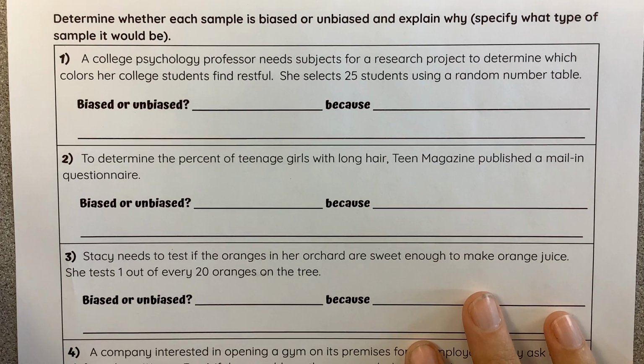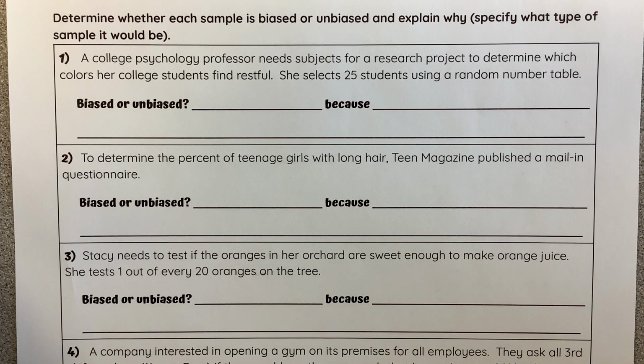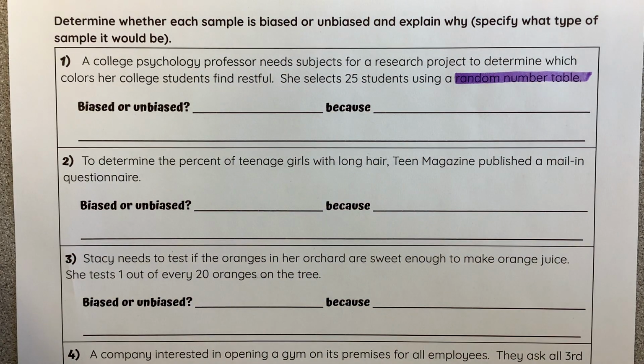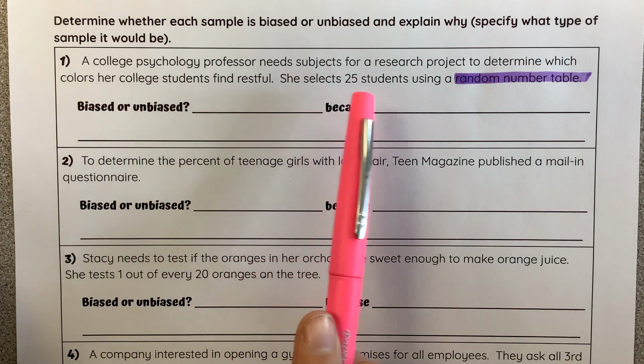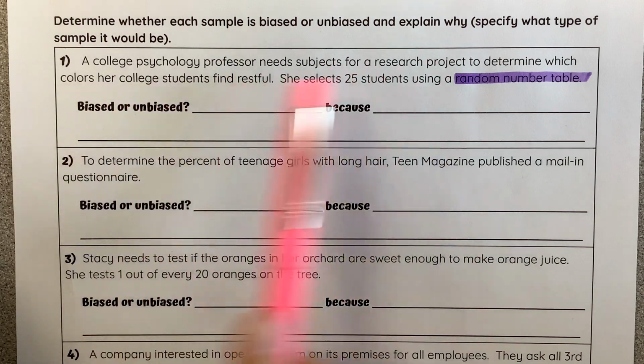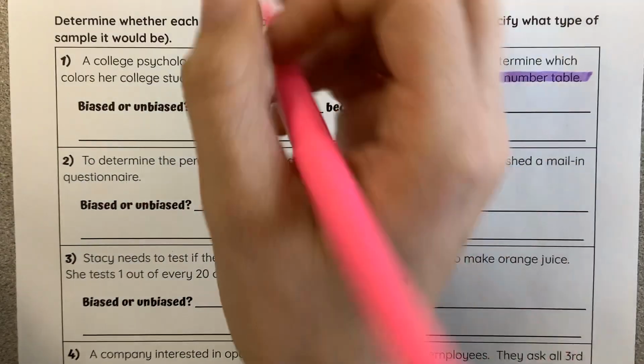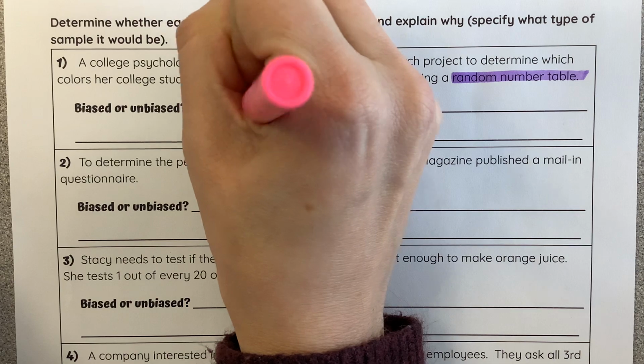So let's determine whether each sample is biased or unbiased and explain why by specifying what type of sample it would be. So a college psychology professor needs subjects for a research project to determine what colors her college students find restful. She selects 25 students using a random number generator. So I do see the word random, a random number table, okay? I do just want to make sure that who she is surveying would represent what she's looking for. So she's looking to determine colors that her college students find restful. And so she's selecting 25 college students that would be representative. So it is unbiased and it is random.